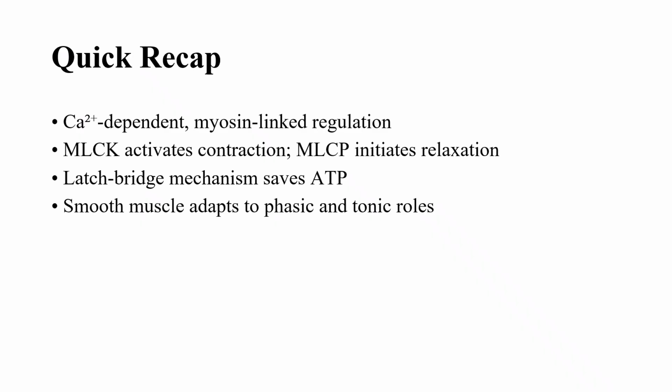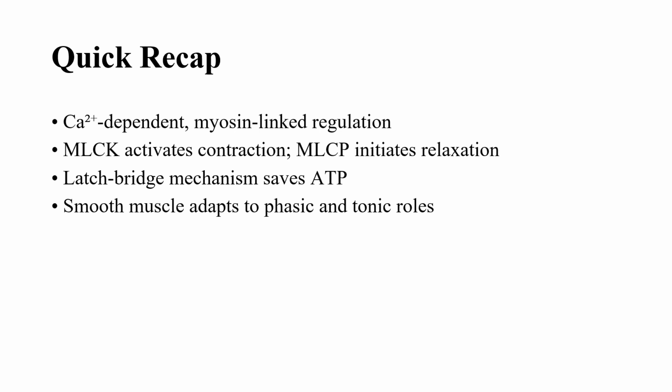As we come to this final slide, let's gather the key ideas into one quiet, coherent picture. Smooth muscle contraction is driven by calcium-dependent, myosin-linked regulation. The rise in intracellular calcium binds to calmodulin, activating MLCK, which phosphorylates the myosin light chain and initiates contraction. Relaxation begins when MLCP dephosphorylates myosin, a simple balance between MLCK and MLCP, acting as opposing controls.